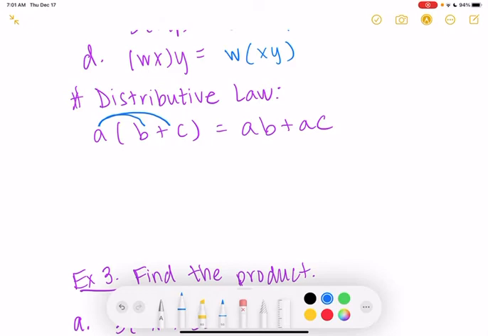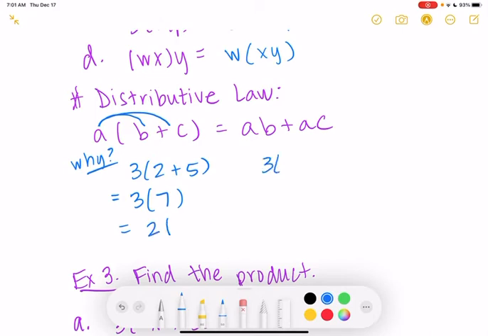But just as a little side note, so you don't have to write this part down, I'm going to show why this works. If I had 3 times 2 plus 5, we know how to do that based on our order of operations, right? We would do 2 plus 5 and get 7, then 3 times 7, we would get 21. Now, what if we tried the distributive law? Now, it would be silly.